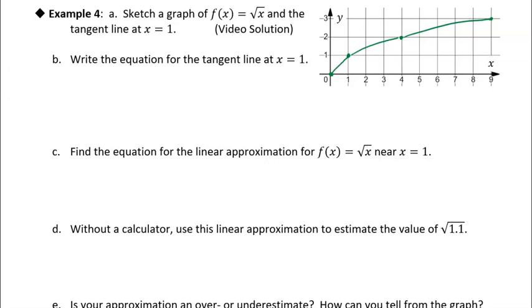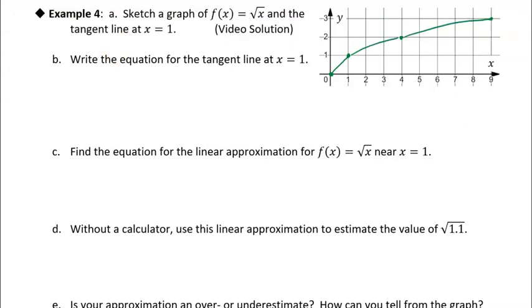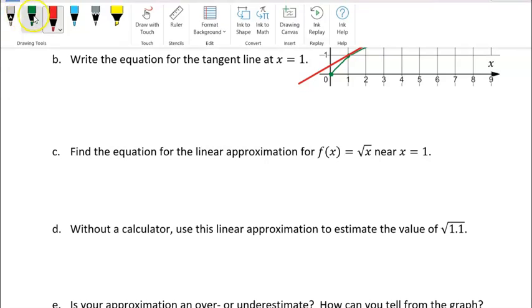And then we're also asked to sketch the tangent line at x equals 1. Now, let's see if I can draw a decent tangent line. I think I'll change the color of it. All right, so let's see how good of a tangent line I can draw here. Okay, there we go. Good enough. All right, so there's our tangent line. So now the next question says write the equation for the tangent line at x equals 1.